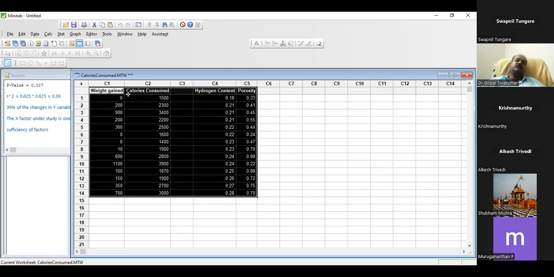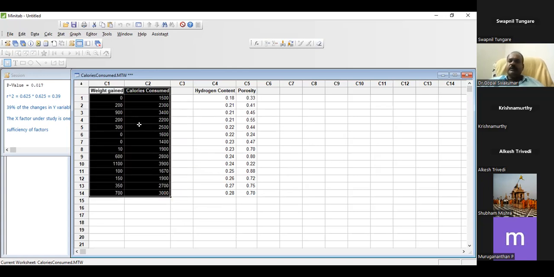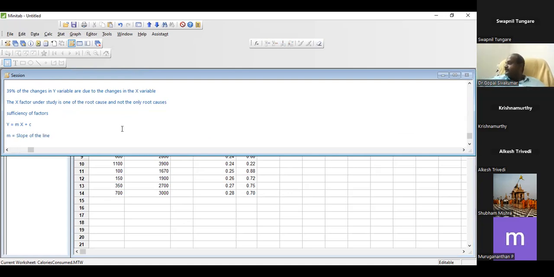All of you are with me on this so far? Yes, sir. All right. Now let me show the regression equation. And already Swapnil has told that the equation is going to be y equal to mx plus c. The famous equation. Now what is m here? Slope. Slope of the line. What is the meaning of this?